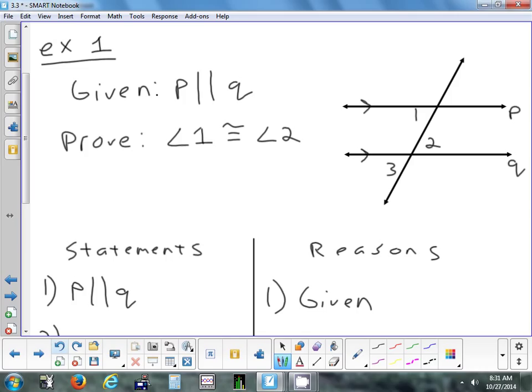Couldn't I just say... But what is it? The reason, definition, well, what's your statement? I said that they're vertical. So your statement is angle 2 is congruent to angle 3? No, I said they're vertical. That's a reason. So the statement would be they're congruent. The reason, they are vertical. So angle 2 is congruent to angle 3.